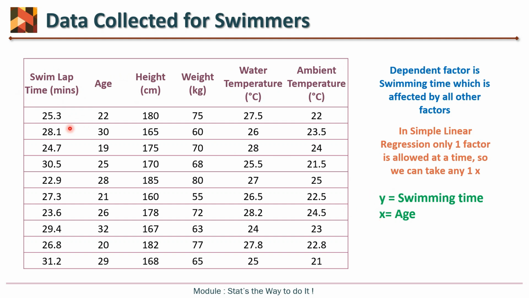For x we are selecting the first column, that is the age of the swimmer. Now here we are interested in knowing the relationship of swim lap time and age of the swimmer. So how did we decide that y is swim lap time? Because we cannot say that the age of the swimmer will depend on the swim lap time, but we can say that the swim lap time will depend on the age of the swimmer. So our y is swim lap time and x is the age of the swimmer.